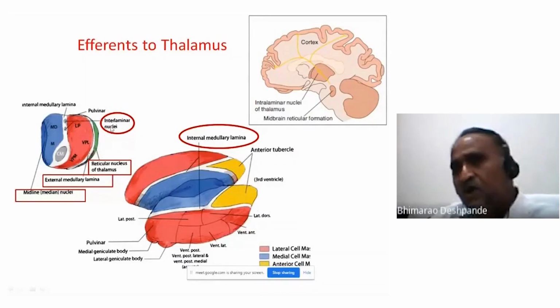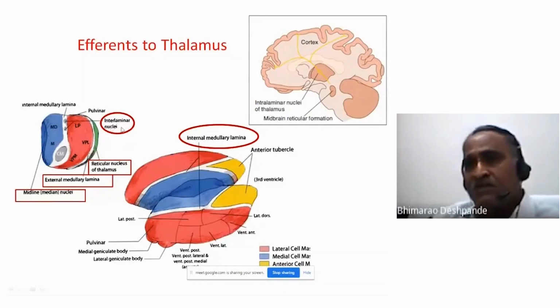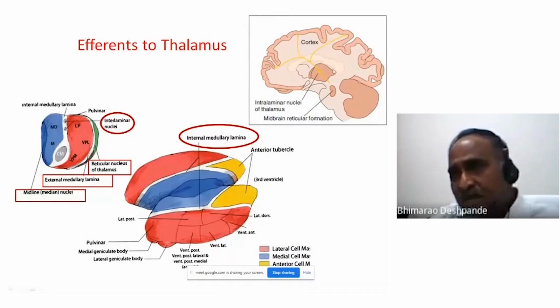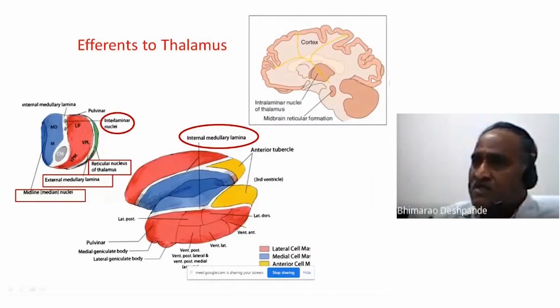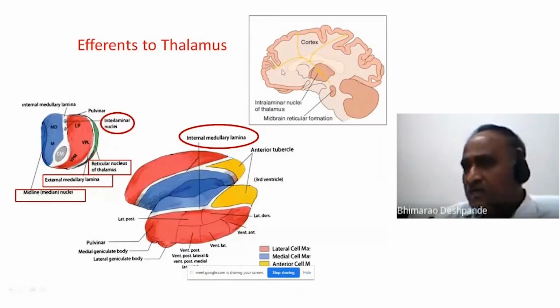like a cap. So all these areas receive inputs from the reticular system, and from here, the reticular system projects onto the different areas of the cortex, all the areas of the cortex. Now this is the midbrain reticular formation. From here, the inputs reach the intralaminar nuclei, the internal medullary lamina, and from the reticular nuclei and other midline nuclei, they project onto all the areas, and it is aroused.